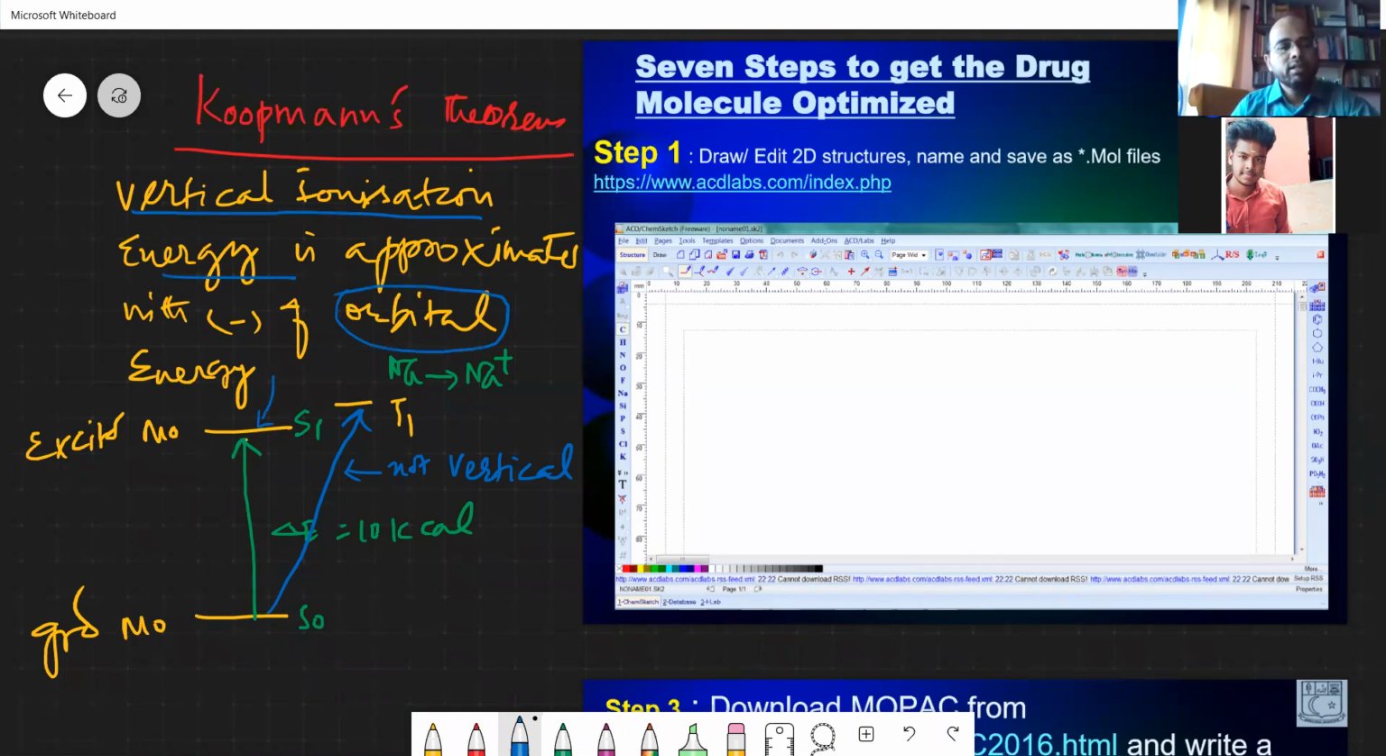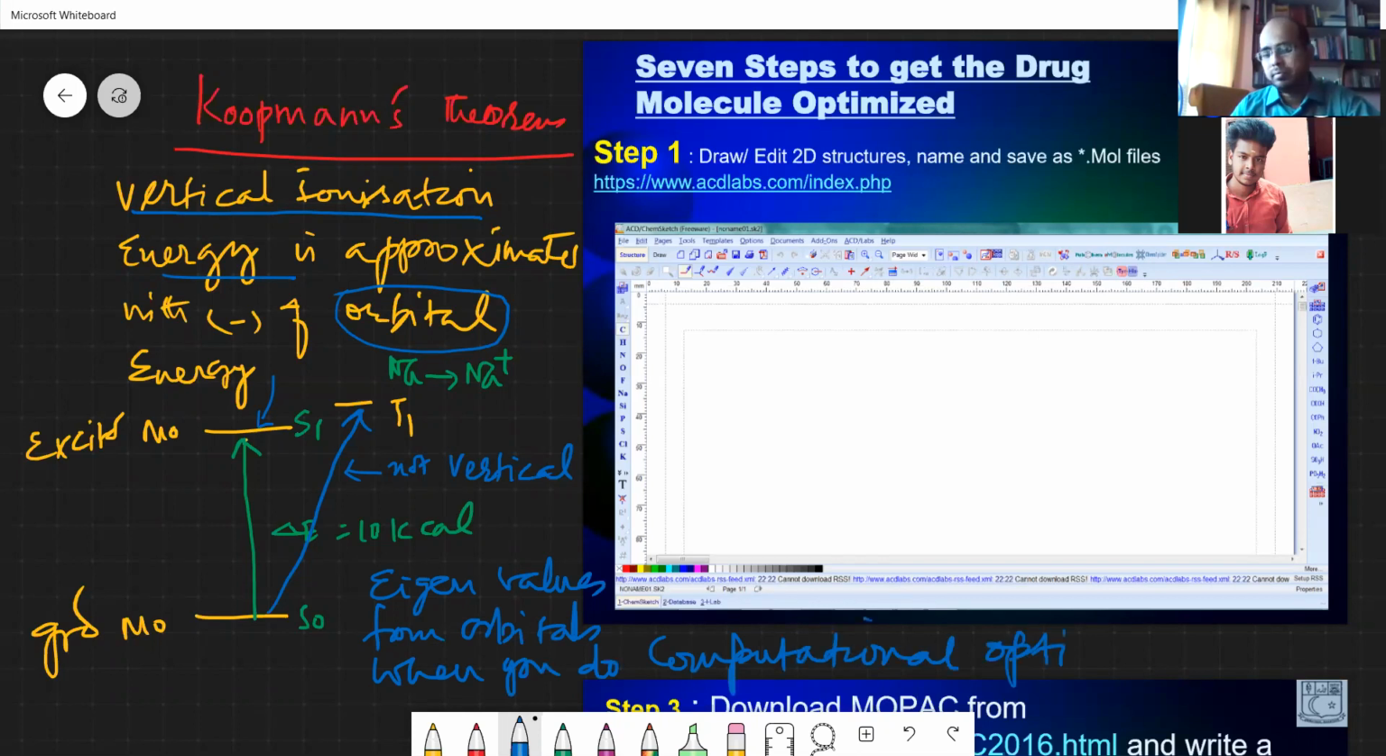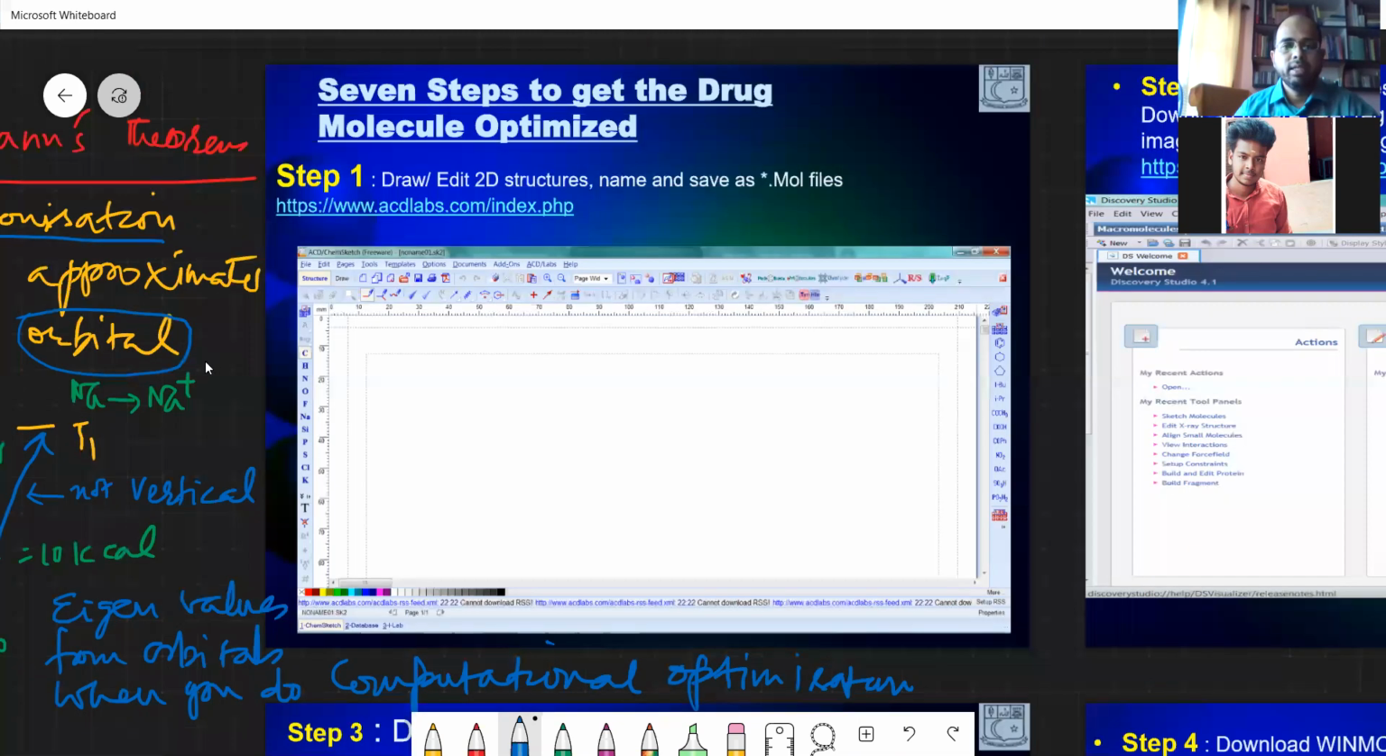So how do you calculate this? We have the eigenvalues from orbitals when you do the computational optimization. Right? Those values they are taking, and that has become very useful, and that is how we do the Koopman's approximation and apply it to so many things.